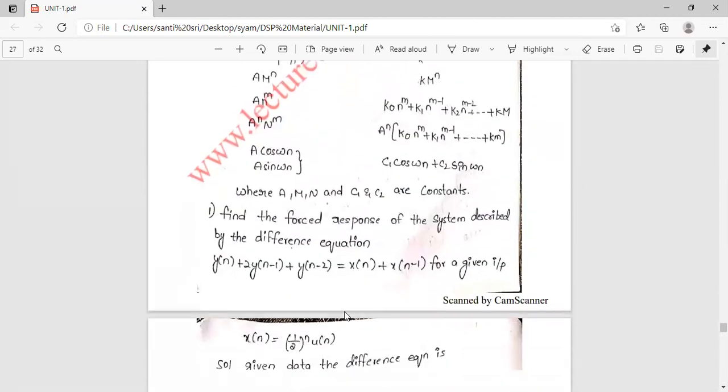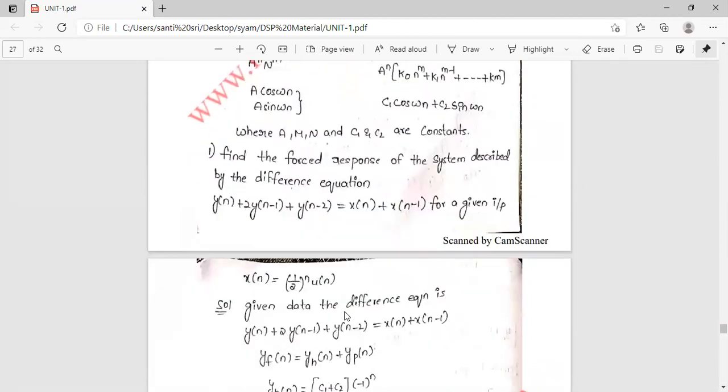Okay, so now we'll see the problem. Find the forced response of a system described by the difference equation y of n plus 2 into y of n minus 1 plus y of n minus 2 is equal to x of n plus x of n minus 1, for a given input x of n equal to 1 by 2 whole power n into u of n. So the difference equation given is y of n plus 2 into y of n minus 1 plus y of n minus 2 is equal to x of n plus x of n minus 1.